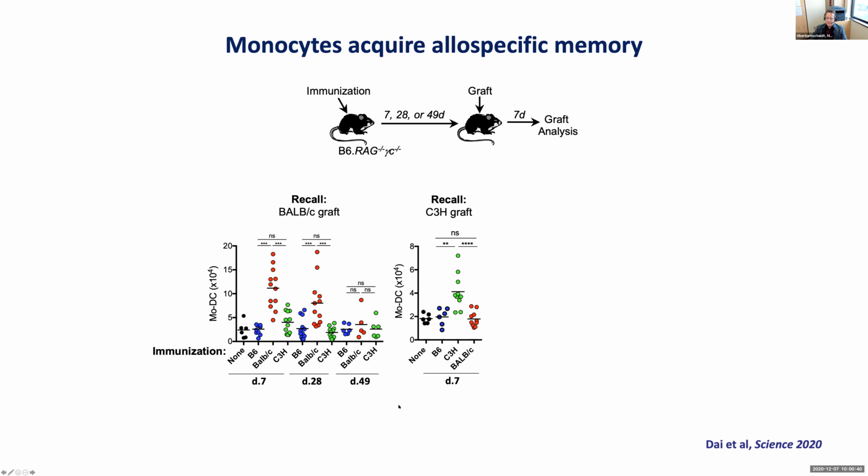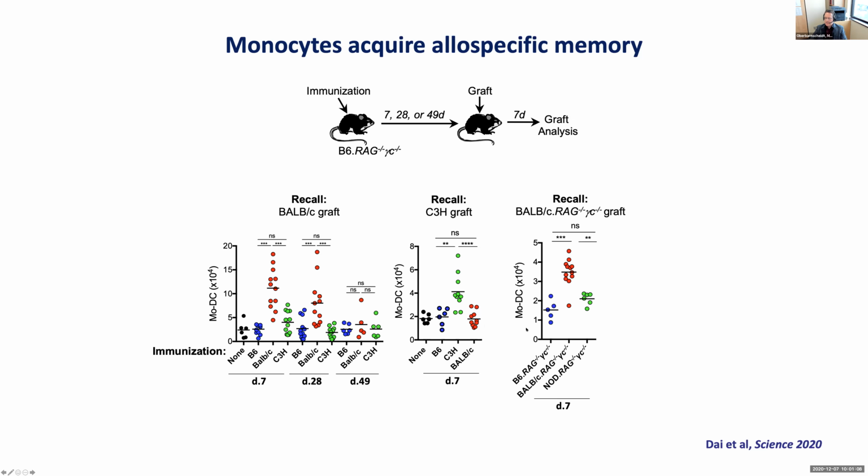Now, we turn the experiment around and challenge with C3H grafts. Again, you can see that the response after C3H immunization, and only after C3H immunization, is heightened when you come back with a C3H graft, but not with the other immunized splenocytes.